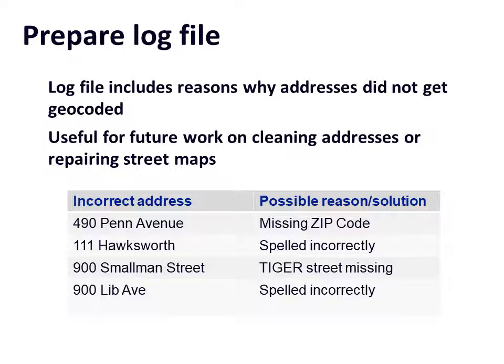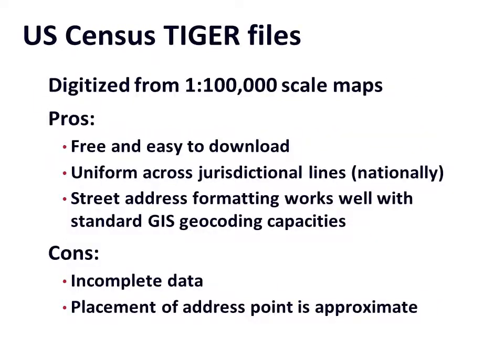So the process should work like this. Set up your data, clean up your data, fix your data as best you can, run the geocoding engine, see what doesn't match, try to identify the reason it doesn't match, and try to fix the reason it doesn't match. Sometimes you can't fix it. Those are just addresses that do not match. There's nothing you can do about that.